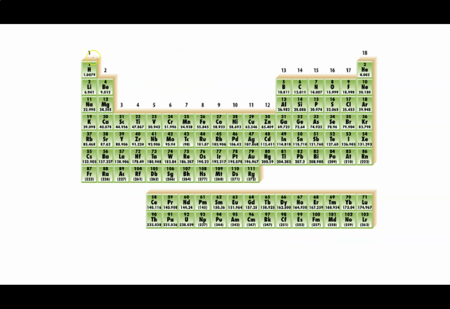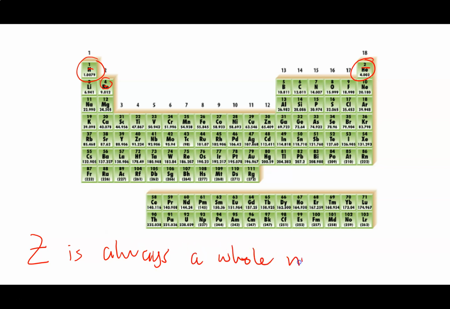So the atomic number is generally written in the periodic table above the element's symbol. There we go, and that's the atomic number. So Z is always a whole number, because you can't have part of a proton, right? So if you're ever wondering which one it is on the periodic table, it's always the whole number.